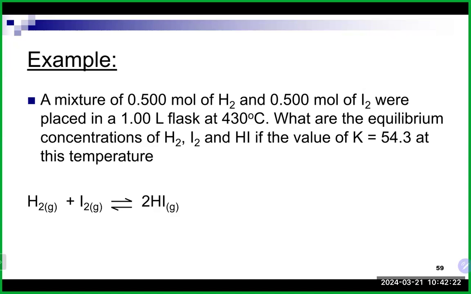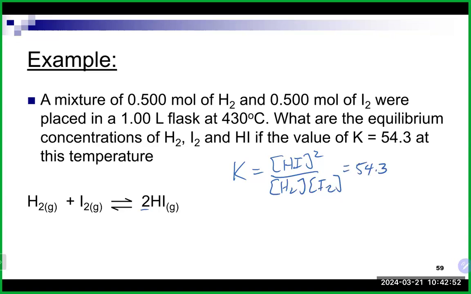Okay, let's take a look at this, see how you're doing. So again, here we have a mixture of H2 and I2 in a 1 liter flask, and we're looking for everybody's equilibrium concentrations. So perhaps here we will write our equilibrium expression. That is going to be our HI, and again, we do need to square it because of the coefficient. That will be divided by our H2 and our I2, and that will equal 54.3.